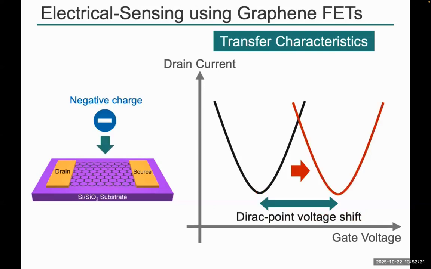When negative charges are adsorbed on the graphene surface, the transfer characteristics shift in the positive voltage direction. In other words, the transfer characteristics move to the right side, and this is the mechanism of electrical sensing using graphene devices.